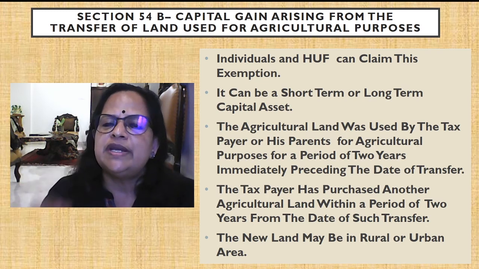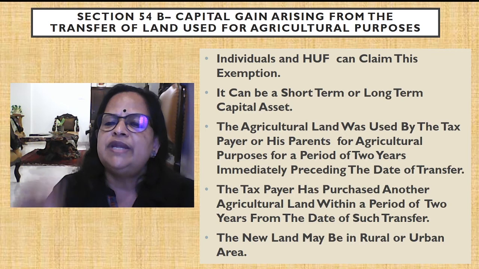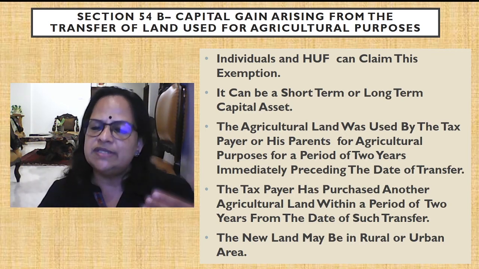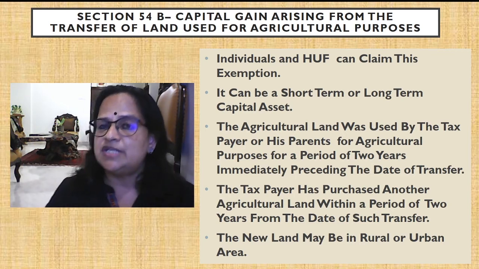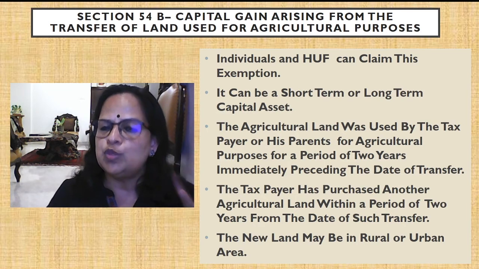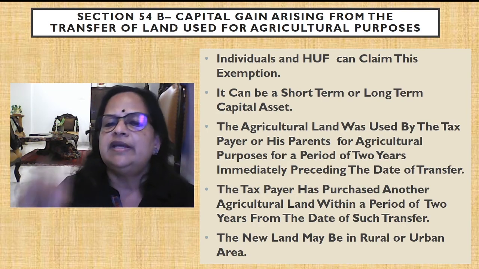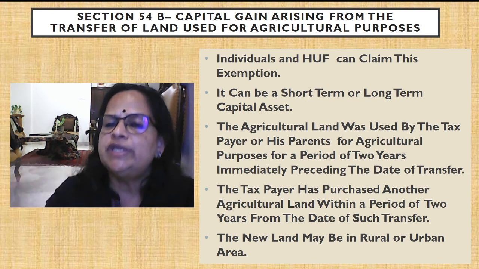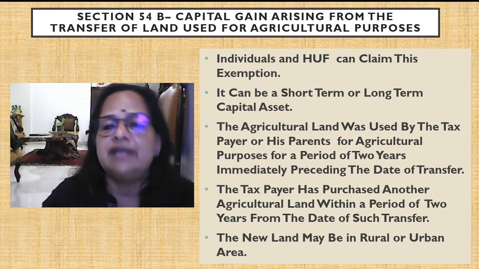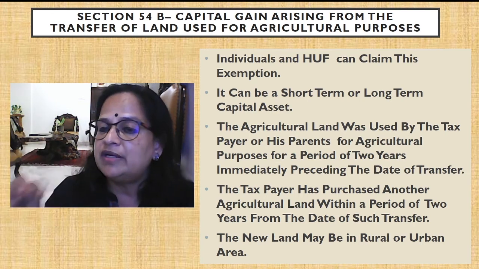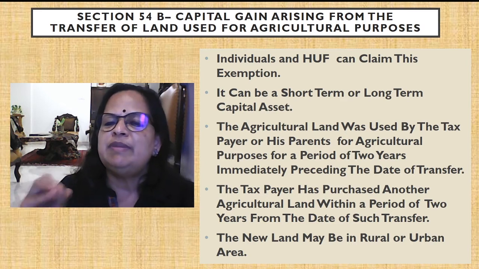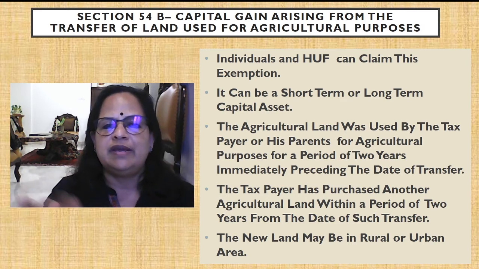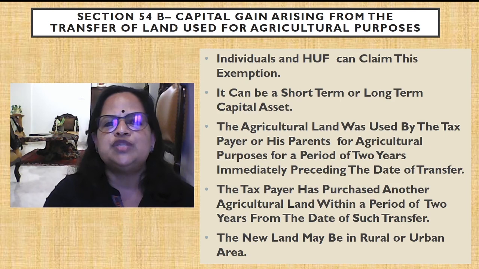Now, the taxpayer has to purchase another agricultural land within a period of 2 years from the date of such transfer. Now you see the change. In section 54, the time period was 1, 2 and 3 years. Here it is only 2 years. Within 2 years, the assessee has to buy another agricultural land. It should be for agricultural purpose. The new land may be situated in a rural or urban area. Whether it is a rural area or an urban area, it's possible.